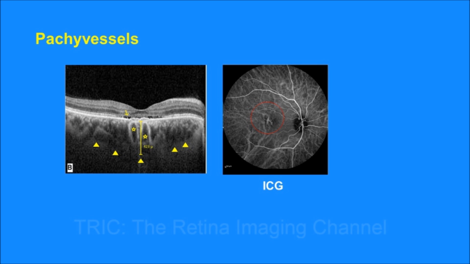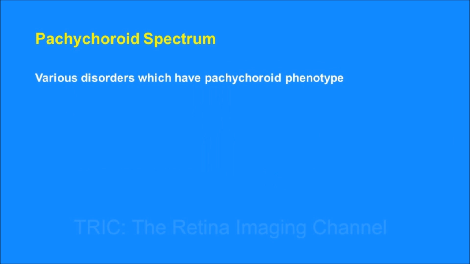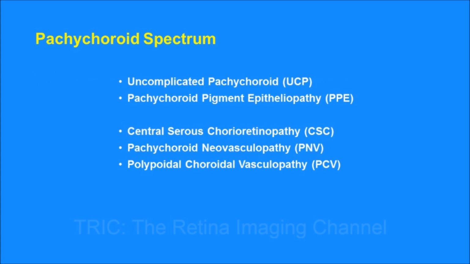The next term is pachychoroid spectrum. It is used to describe all the entities which are associated with pachychoroid phenotype, and the list is ever evolving. The spectrum includes uncomplicated pachychoroid or UCP, pachychoroid pigment epitheliopathy or PPE. UCP eyes have pachychoroid phenotype alone. PPE eyes have pachychoroid and RPE alterations. These two are physiological or asymptomatic.